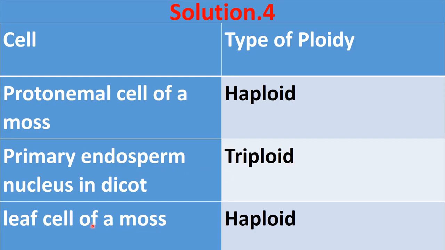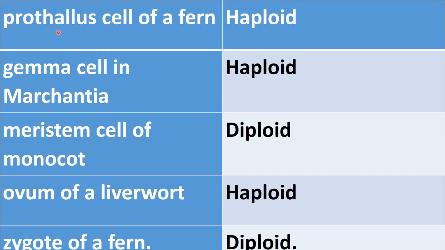Then the leaf cell of a moss. A moss is a bryophyte, right? And bryophytes have the gametophyte as their dominant phase. So their leaf cell is haploid, because the gametophyte is a haploid structure. Now the prothallus cell of a fern. The prothallus is also a stage of the gametophytic phase, so it is also haploid.